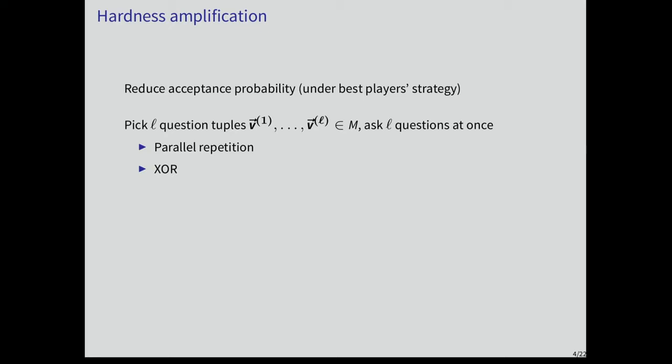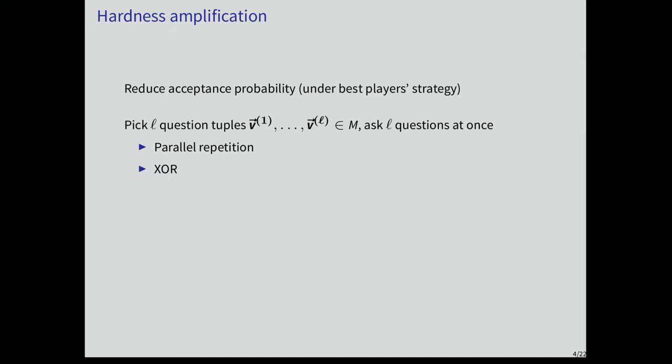This is the idea behind parallel repetition. In parallel repetition, the judge will get an L-bit string as the reply from the players, which is the answers to all the questions. The hope is that the players have to answer all the questions simultaneously, and this will make it much harder to fool the judge.